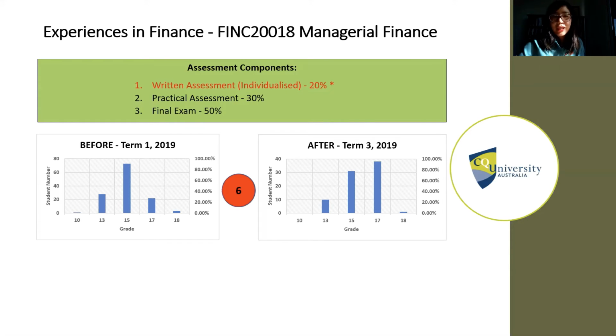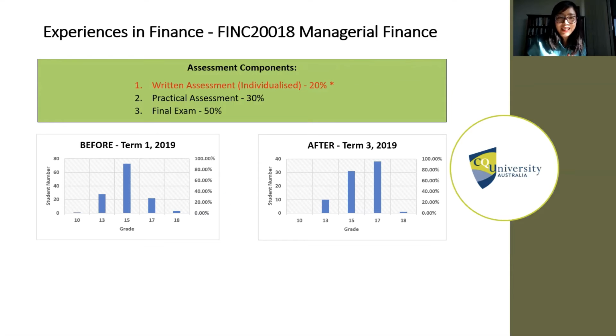Before application in Term 1 2019, we had 6 plagiarism cases, and after application, it reduced to 0. This is something that we are very pleased to see, the reduction in plagiarism cases. Of course, there are some other benefits as well.